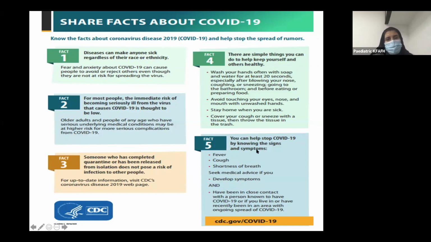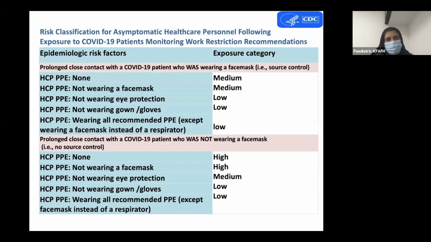So how can we help? By stopping COVID-19, by knowing the signs and symptoms, and by avoiding all the previous things that we've said. Keep distant and avoid social gatherings. Now let's talk about the exposure risk and the epidemiological risk factors.